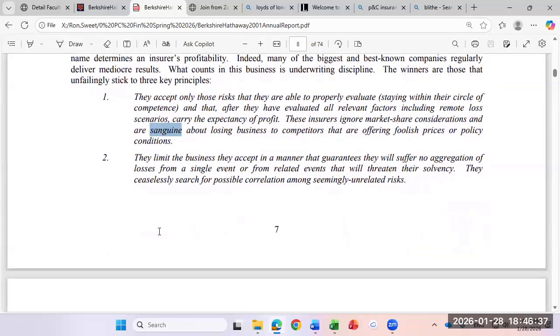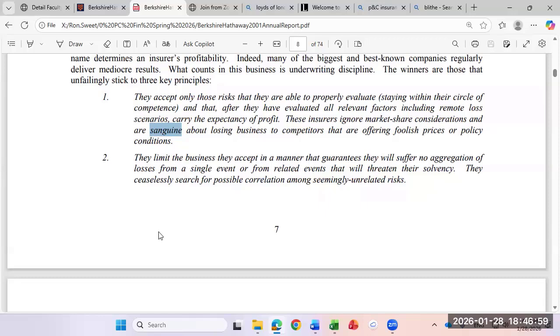So, but be sanguine about losing business to competitors if they're pricing their policies incorrectly. He said, let them have it. If people want to go from Geico to State Farm because State Farm is charging 10% too little, let them go. They'll learn their lesson. State Farm will lose a lot of money, have to raise their prices. They'll come back to us eventually.